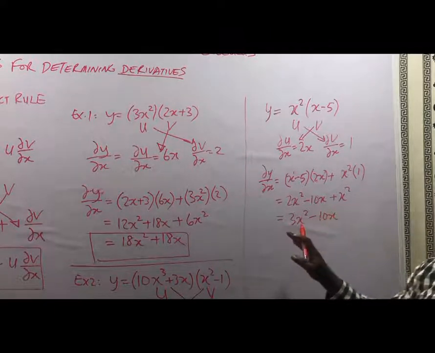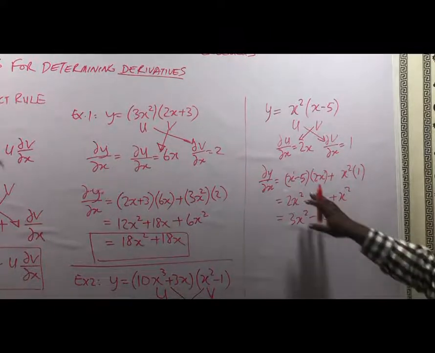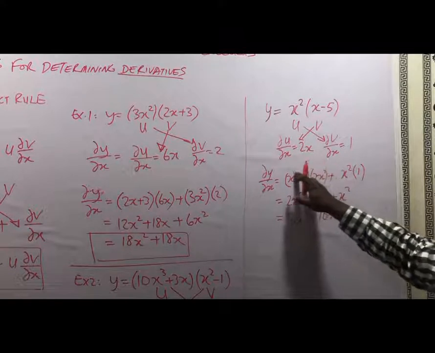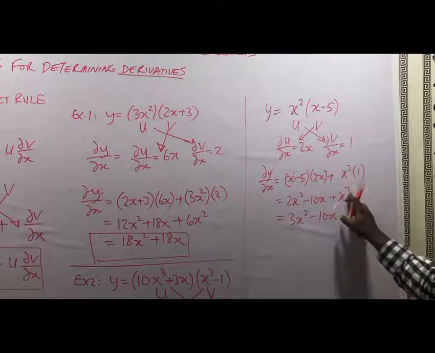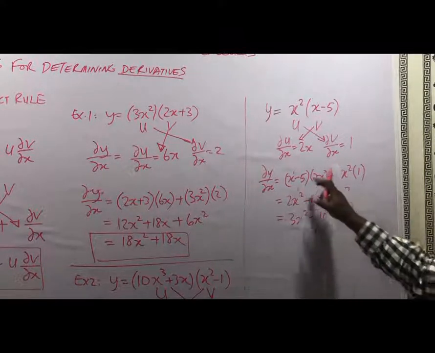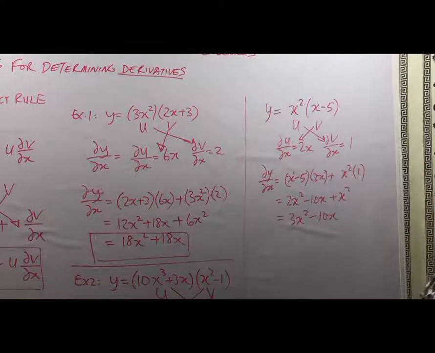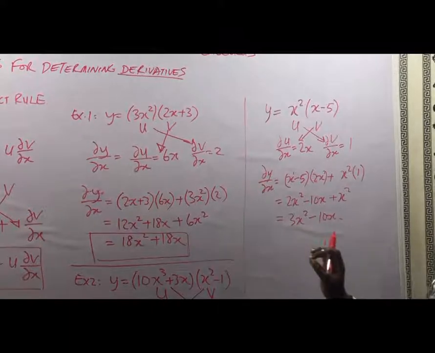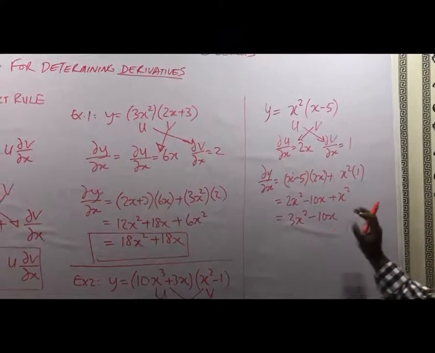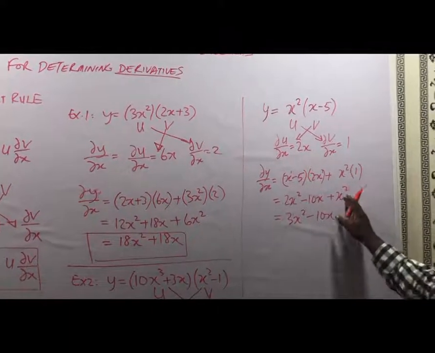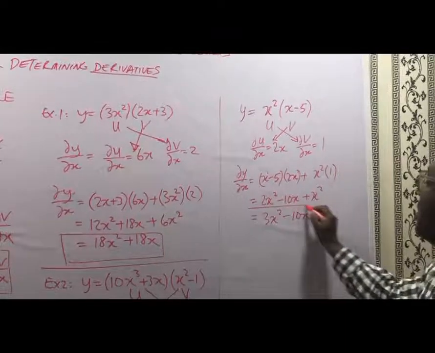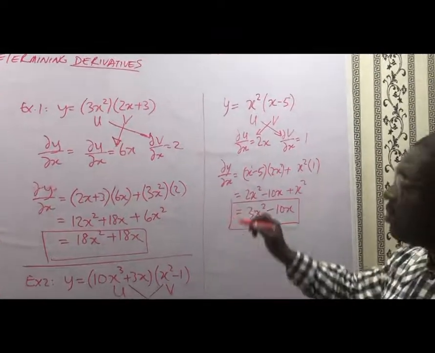Some students, wherever you're watching, you may wonder, we're adding this power and this power. Why are we not adding this power and this power? This is addition, whereas this is multiplication. If you're multiplying according to the rules of indices, you are going to add the power. But if you are adding functions on their own, the powers remain the same. So this is the answer to this question.